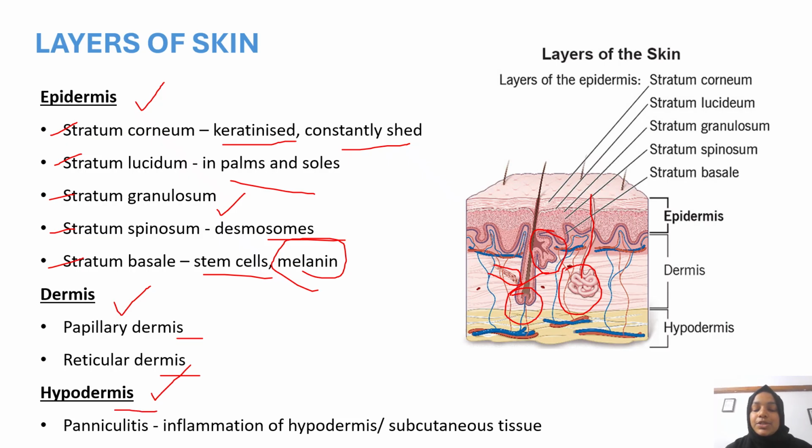Now in the hypodermis or the subcutaneous tissue is where we have the neurovascular bundle. You have the blood vessels, the nerves, and that is called the subcutaneous tissue. And the inflammation of the hypodermis is otherwise called panniculitis.